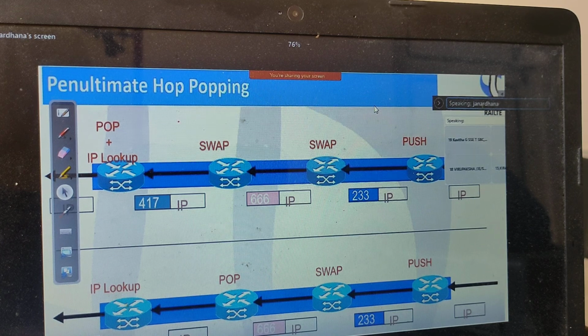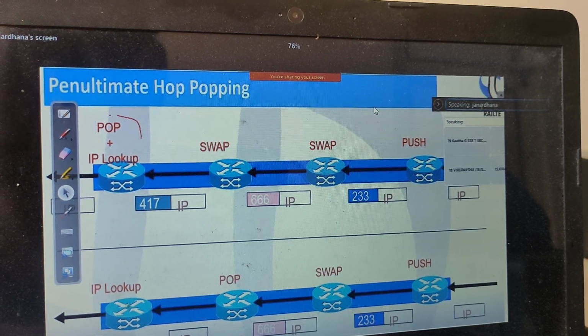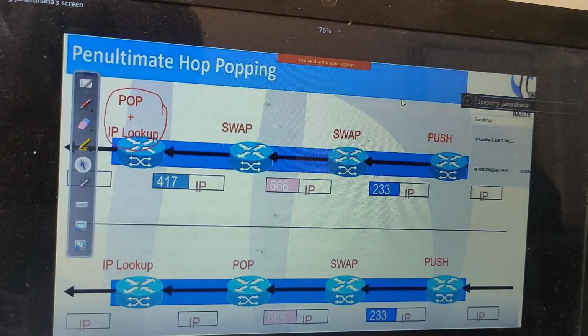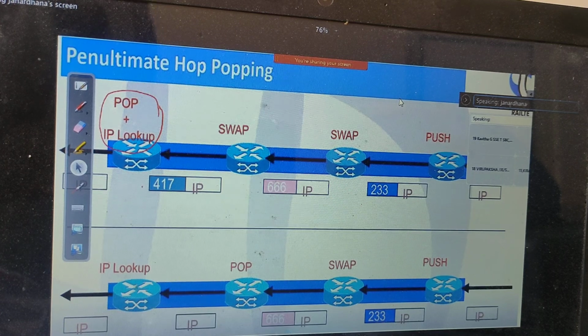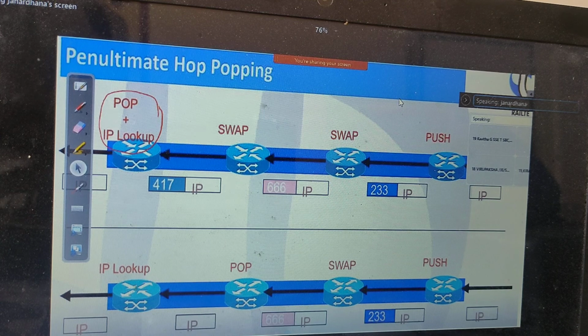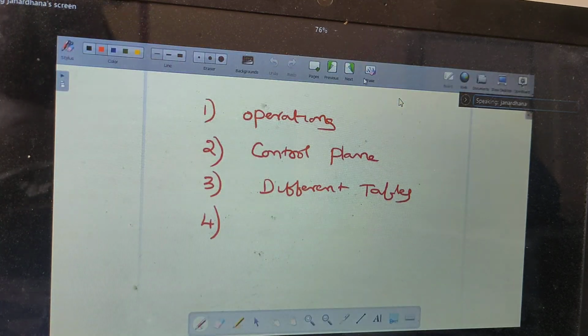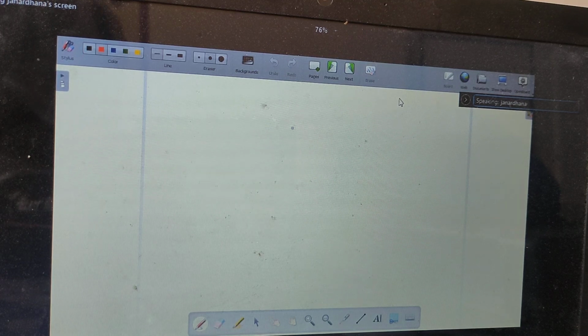This is the PHP, penultimate hop popping. So penultimate hop popping means, we look up and pop operations, both will be done at this router. Why? Have I told you yesterday about the pop operation, the penultimate PHP? Have I told or not? Briefly I told.